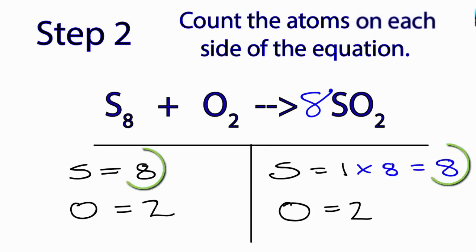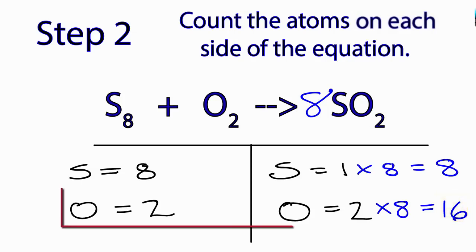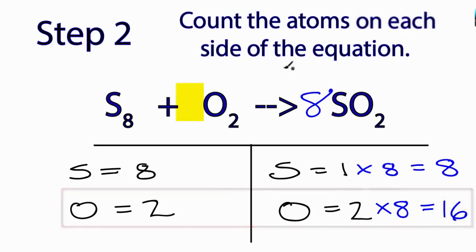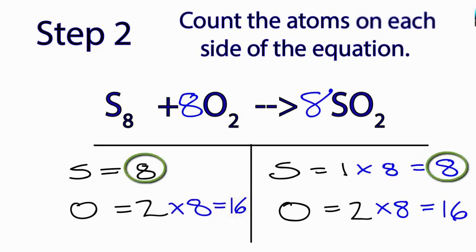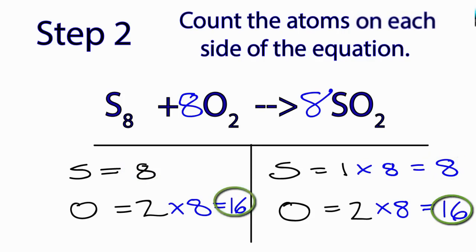And now my sulfurs on both sides are 8. But this 8 here is also times the 2 oxygens. And that gives me 16 oxygens. So I've fixed the sulfurs, but the oxygens aren't balanced. I can change the coefficient here, though, to 8, because 8 times 2 equals 16. So now I have 8 sulfurs on each side, and I have 16 oxygens on each side of the equation. This equation is balanced.